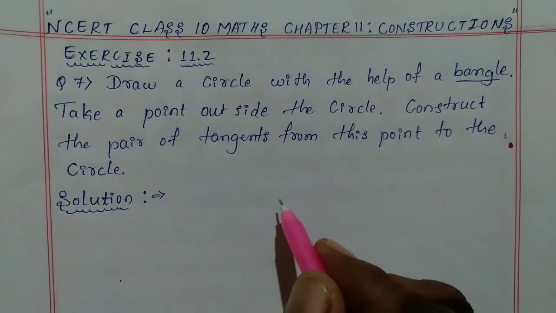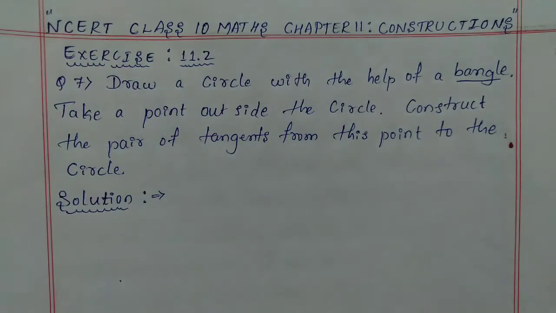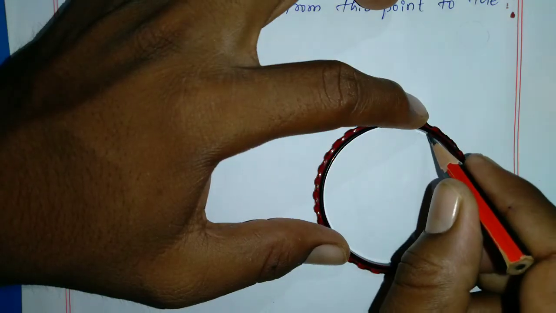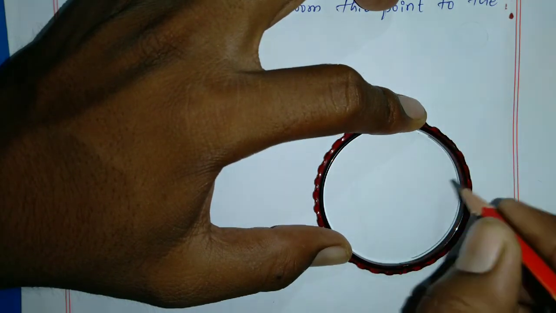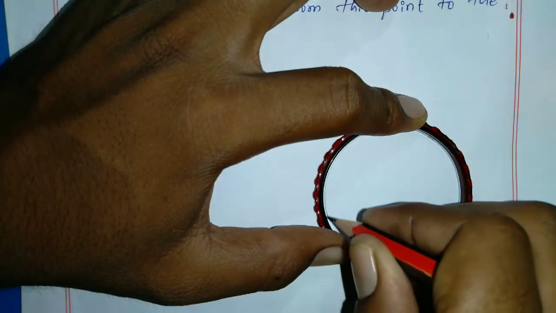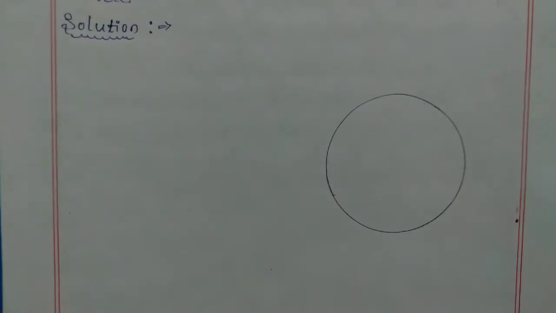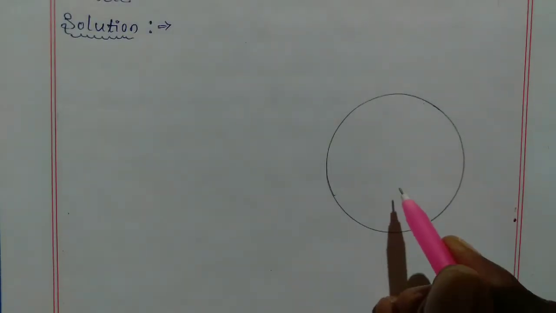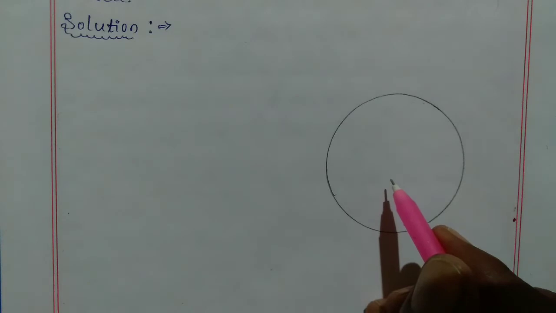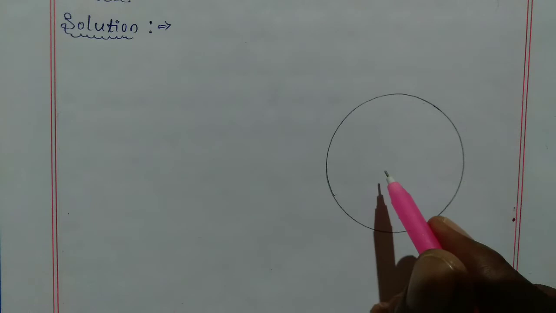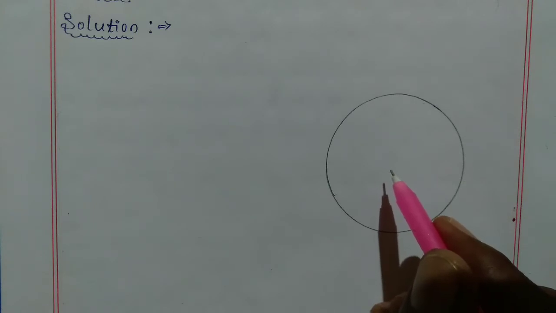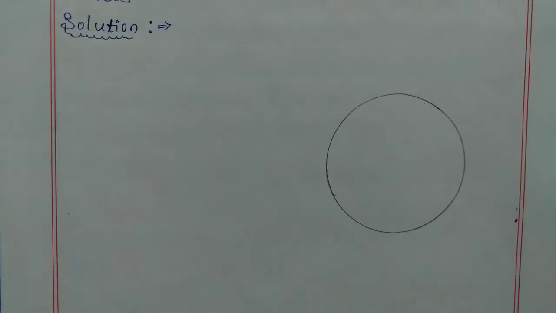First, you can draw here with the help of a bangle one circle, that is this. Next, you can find its center, because you used a bangle, so you don't know where the center of this circle is. So first you can find the center of the circle. I will explain here how to find the center of the circle. First, you can draw two chords.